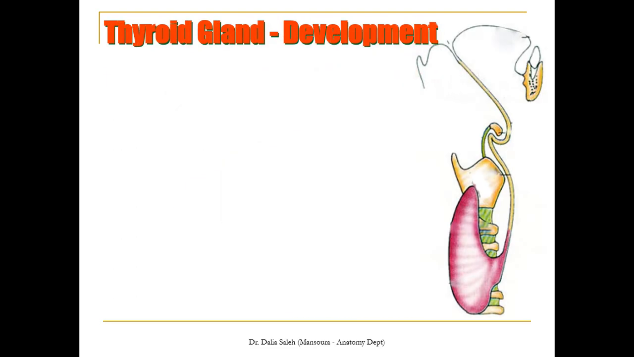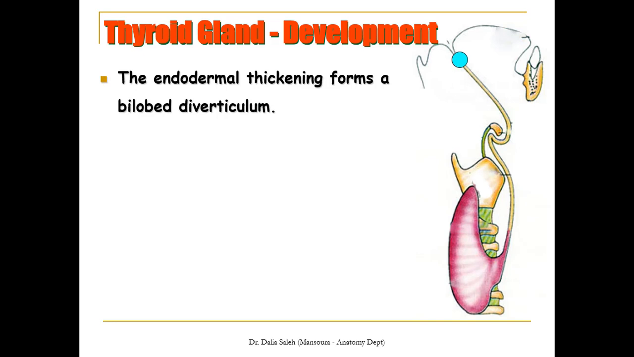In this picture you can see a sagittal section here. This is the oral cavity, this is the tongue, this is the anterior two-thirds, and here is the posterior one-third. This is the location of the foramen cecum, and we can see the initial position of the endodermal thickening that will form the thyroid gland that will migrate downward till its final destination.